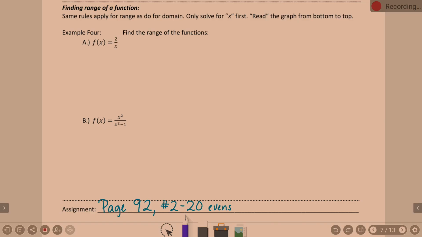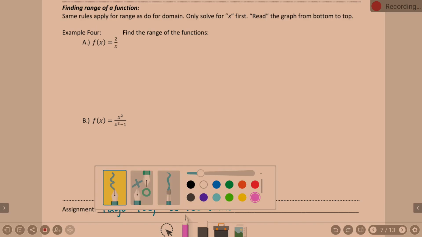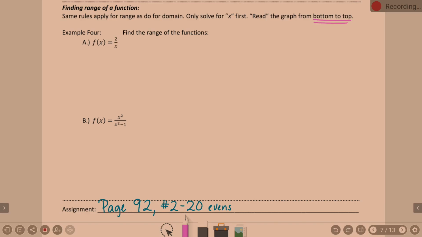Now, range. Couple of things. Same rules apply to range as they do for domain. Only, officially, you have to solve for x first. Okay? And then when we talk about reading the graph, we'll read the graph from bottom to top. Okay? So, I'll be honest. When it comes to range, for the most part, we're going to focus on reading the graph. But on this first one, I'm going to kind of show you an option. It just doesn't always work easily.